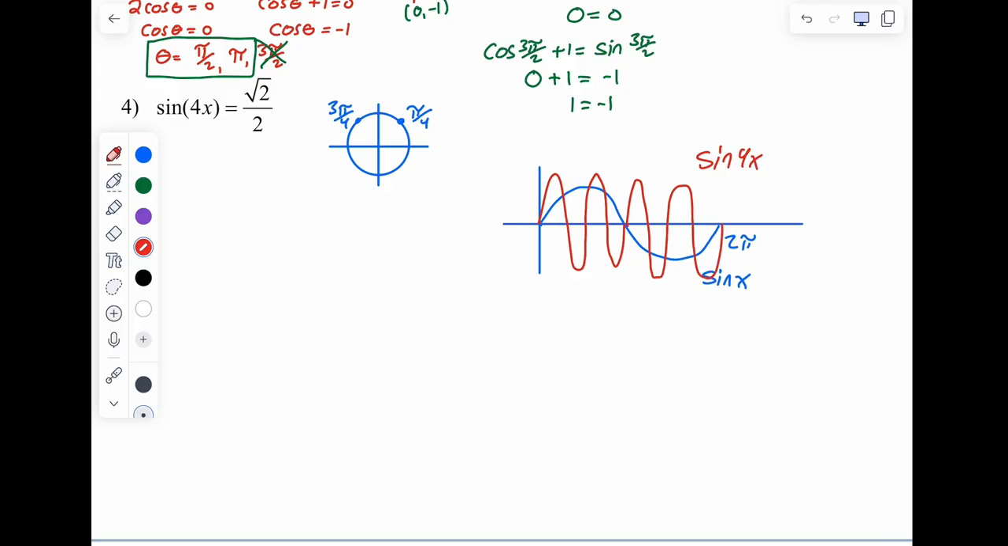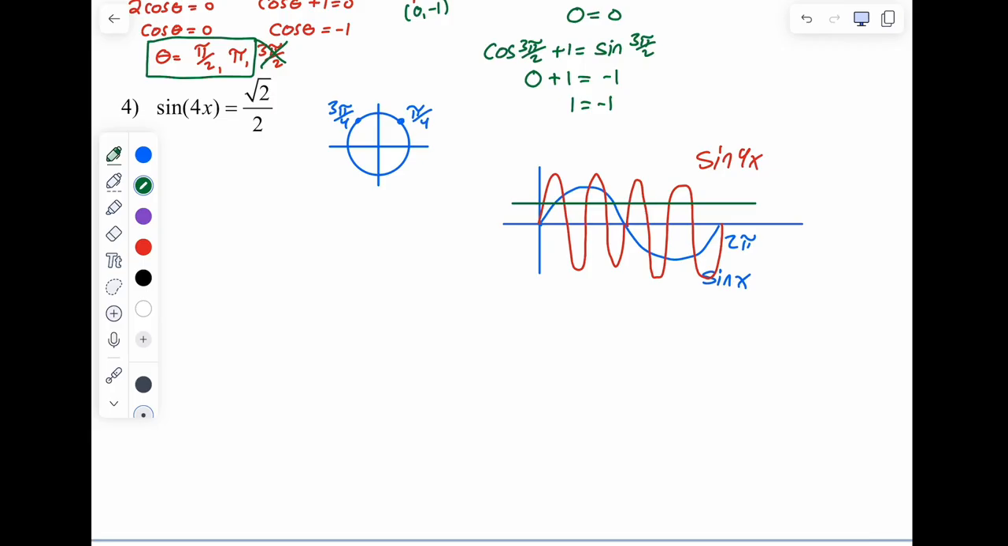So when I go to say, when is this root 2 over 2? The blue one would have 2 answers, but this red one has 8 answers. There's 8 answers to this problem. Okay, so you might not know what they are, but there's 8 of them. So there's 8 answers that I'm looking for. And it's because sine 4x looks like this. And like I said, when you divide things by 4, they become smaller.